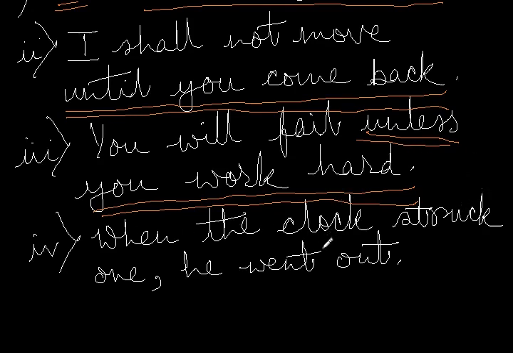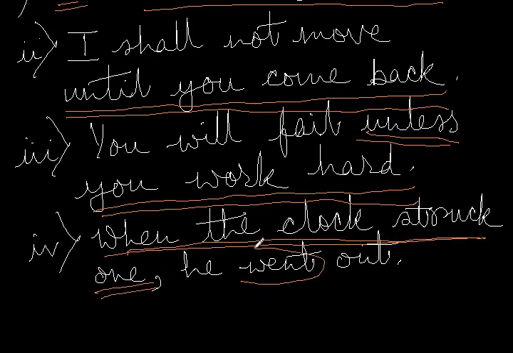And the last sentence, when the clock struck 1, he went out. When did he go out? When the clock struck 1. So, this portion, when the clock struck 1, this is a group of words that modifies the verb went, and this again has got its own subject and predicate, and therefore this is an adverb clause.